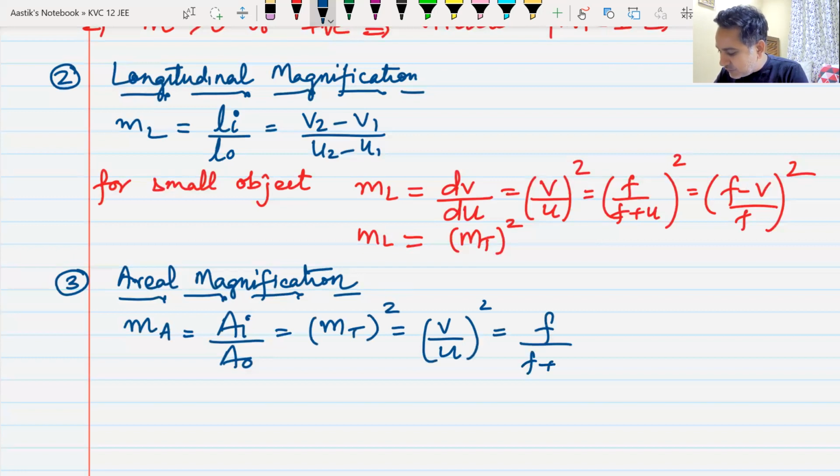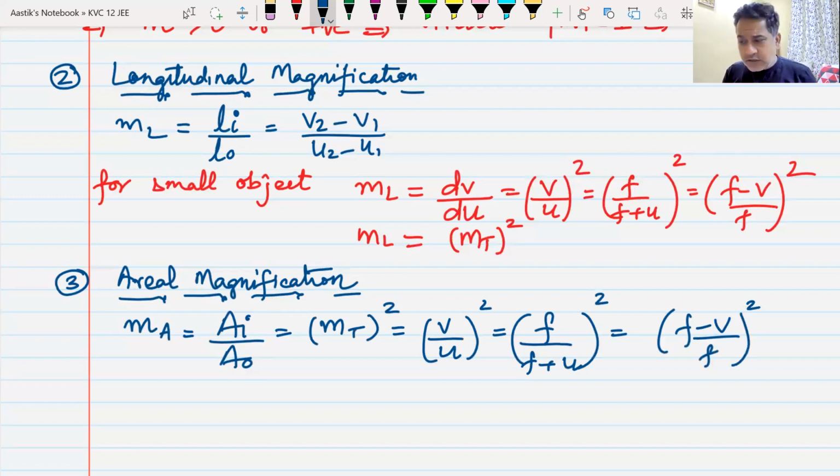I am writing it once more so that the more times I write it, the better are my chances of remembering it, because, to tell you very frankly, I hardly remember it many times. Areal magnification.